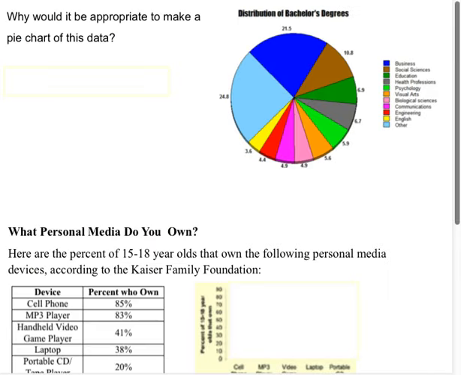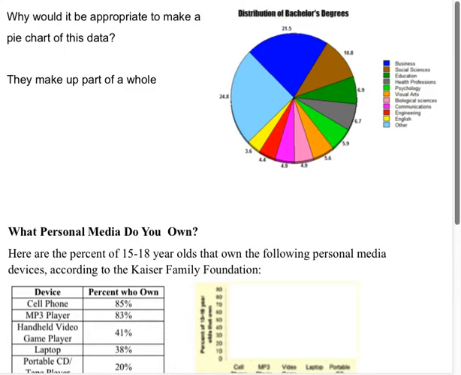All right, so let's talk about this. Why would it be appropriate to make a pie chart out of this data? Okay, so notice to the right, I have a pie chart. This is the same data we were looking at on that last slide. And we want to know, why is this appropriate? Okay, why is it okay to make a pie chart out of this? Well, the answer is because they make up part of a whole.